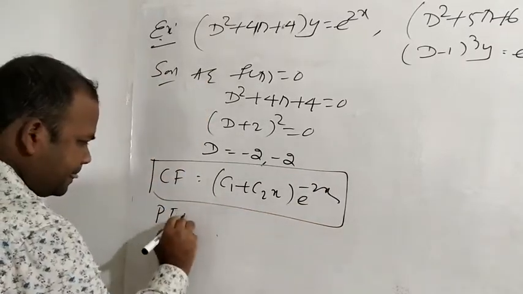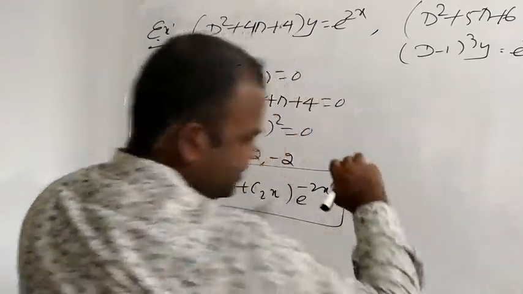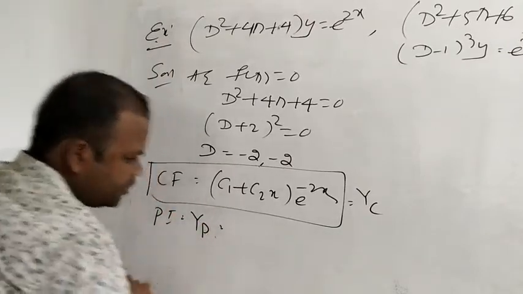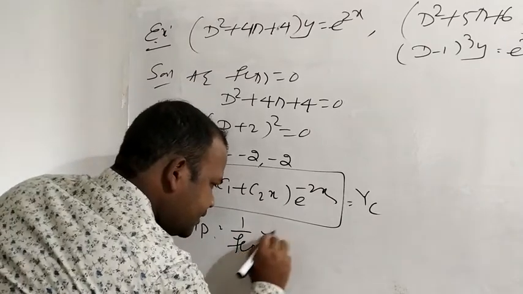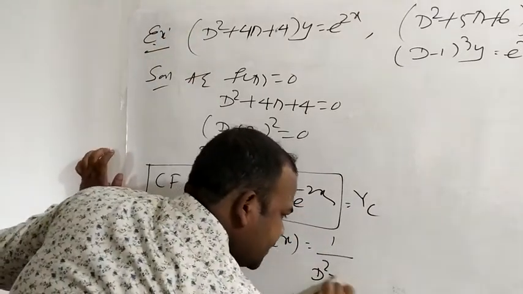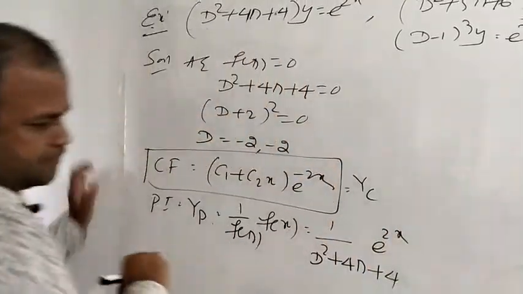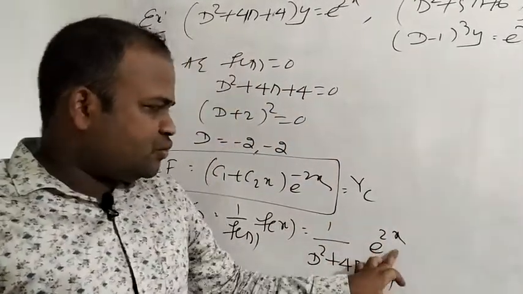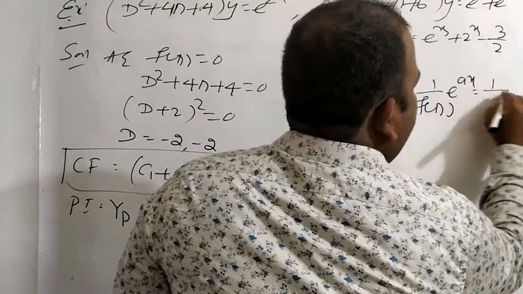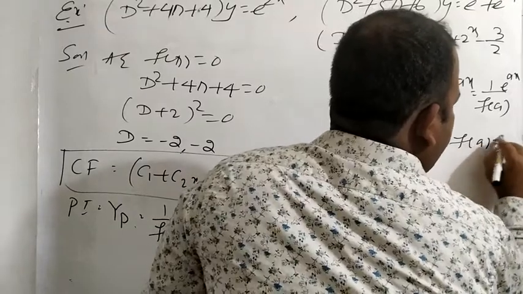Then what is PI? PI equals, or in some books it is written as YC or YP. YC means complementary function, and PI is YP. So what is YP? 1 upon f of d into f of x. So this is 1 upon f of d, (d square plus 4d plus 4) e raised to 2x. So 1 upon f of d e raised to x equals 1 upon f of a e raised to x, and f of a should not be equal to 0.